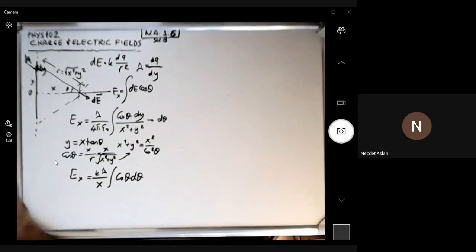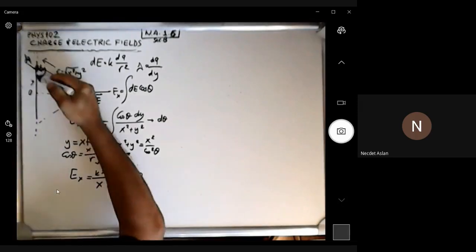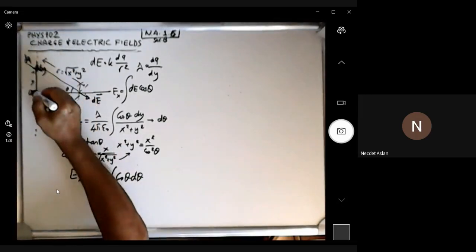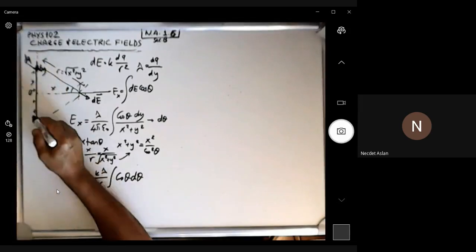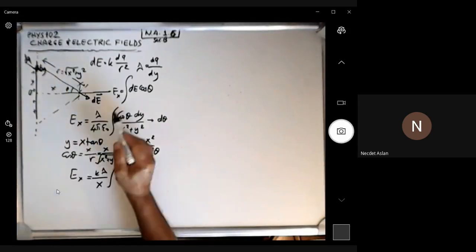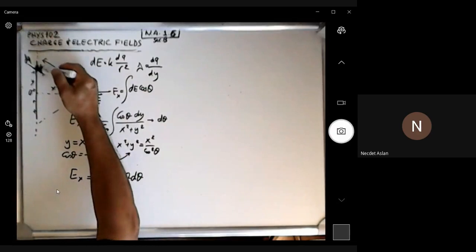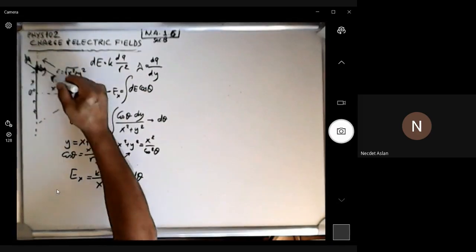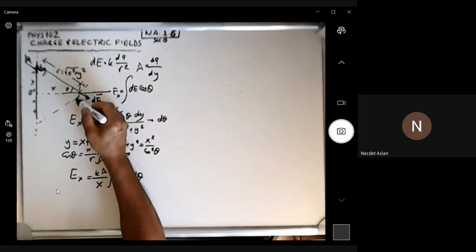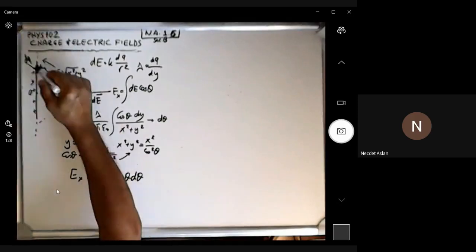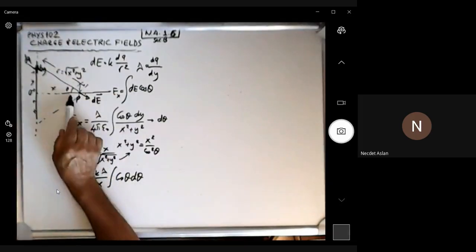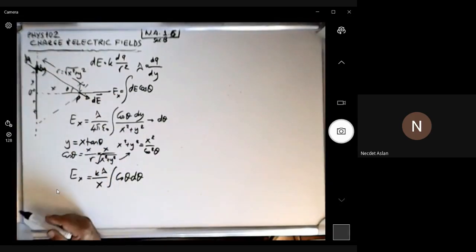Hi everybody. Remember last time we solved the infinitely long wire on which the charges are distributed homogeneously, okay? If we take a segment dy, the distance to the point of concern, which is point P, is given by r, where this is x and this is y. This is a two-dimensional problem, okay?